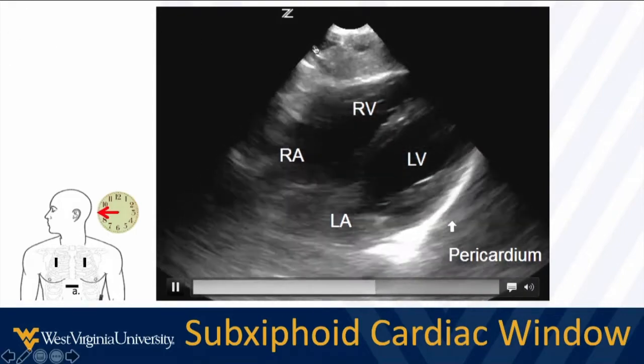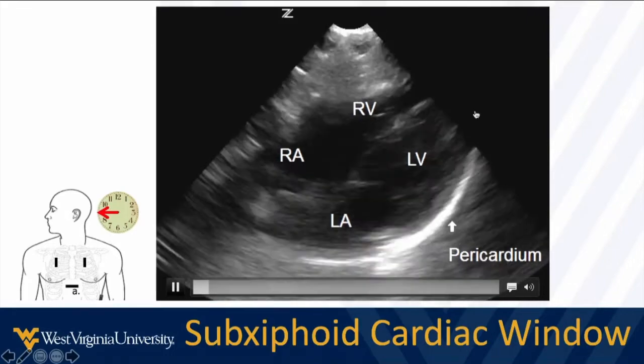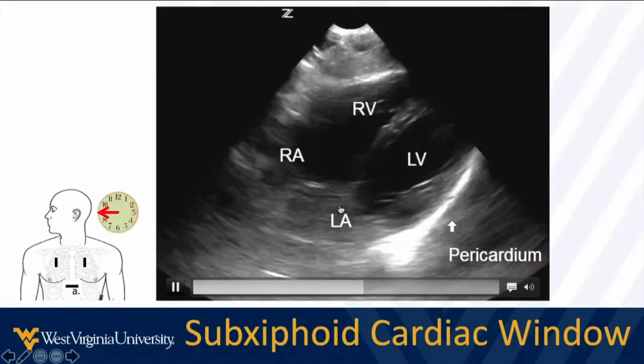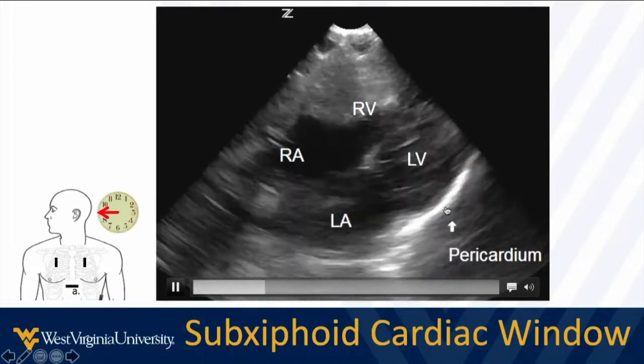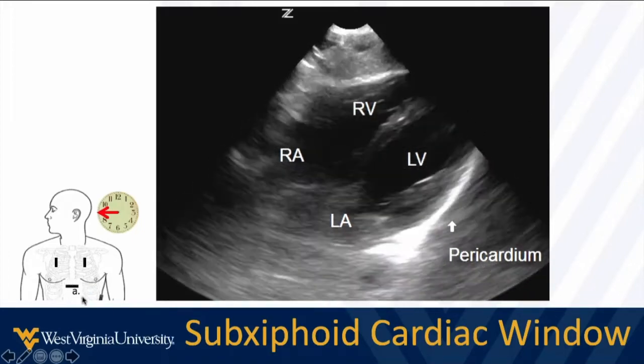So just refreshers, liver's here, the ventricle closest to us is the right ventricle. The apex of the heart's here, base is back here. This is right atrium, right ventricle, left atrium, left ventricle. We see the bright white pericardium adherent to the heart wrapping all the way around. And this is our view right here.